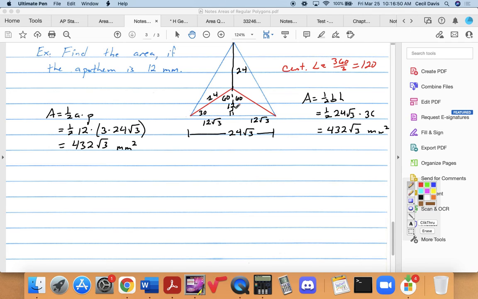All right. I have a worksheet for you. Just so you know what's coming up, we will have a quiz next Wednesday on area.